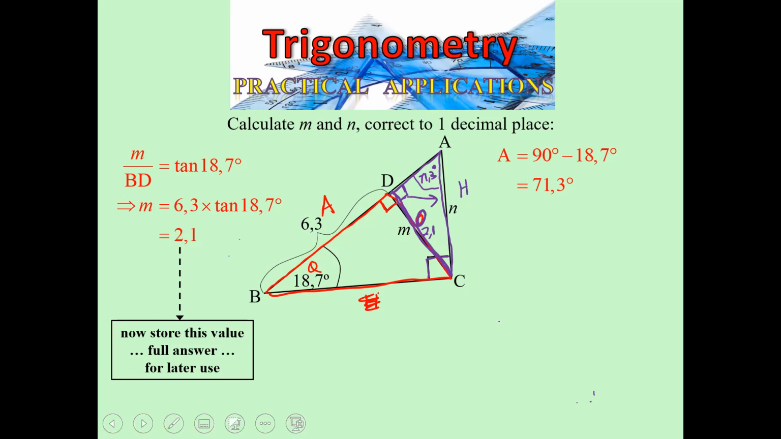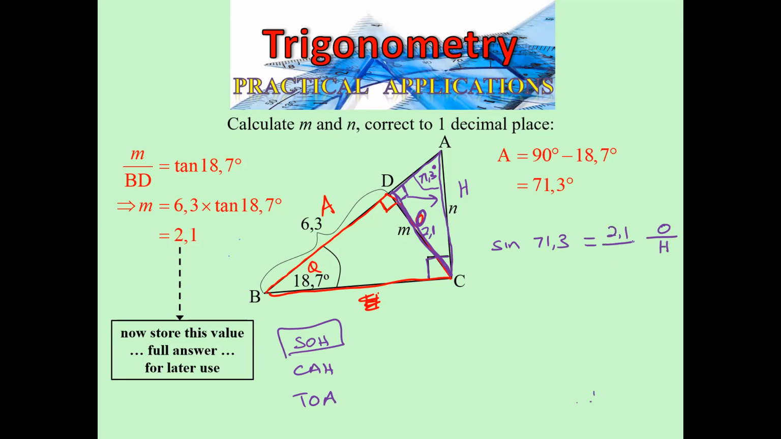Now, if we look at SOHCAHTOA, let's quickly write that down. SOHCAHTOA. We want a ratio that has an O and an H, and that is sine. So we can now say sine of the angle 71.3 is equal to opposite over hypotenuse. The opposite side is 2.1, and the hypotenuse is what we want to find, N.